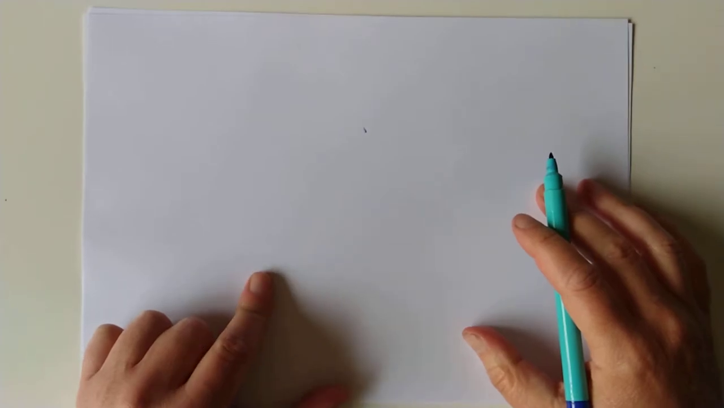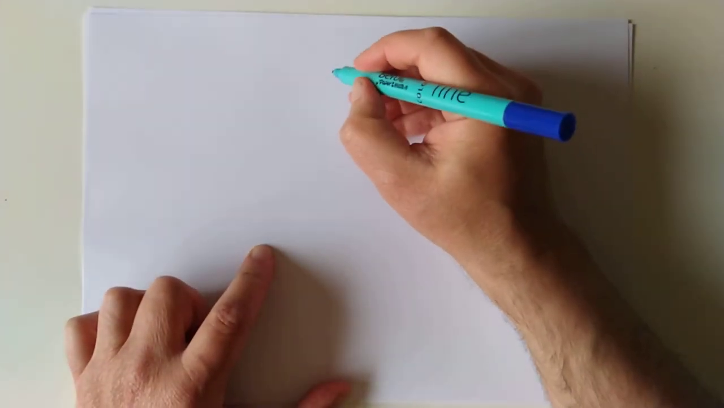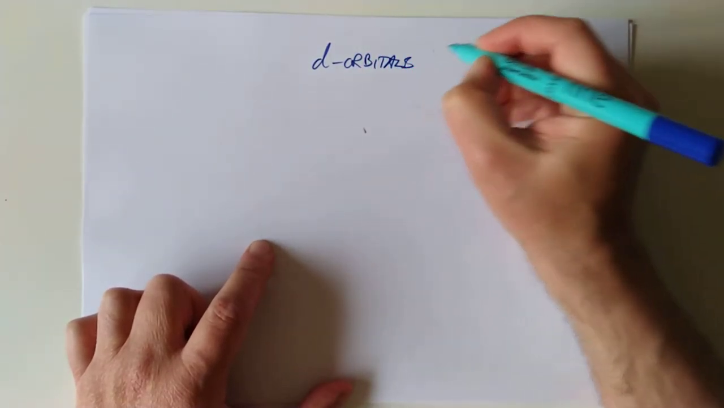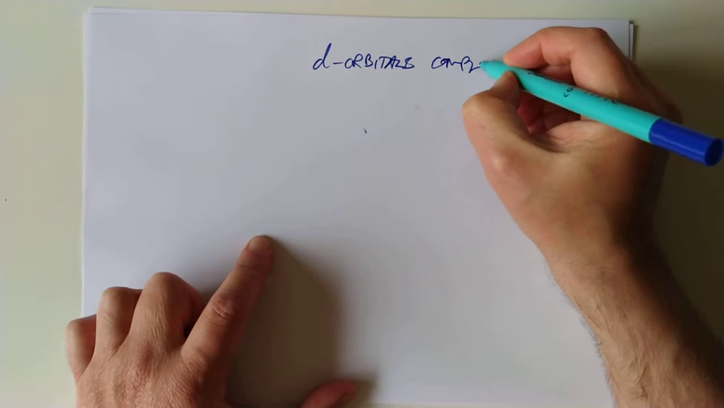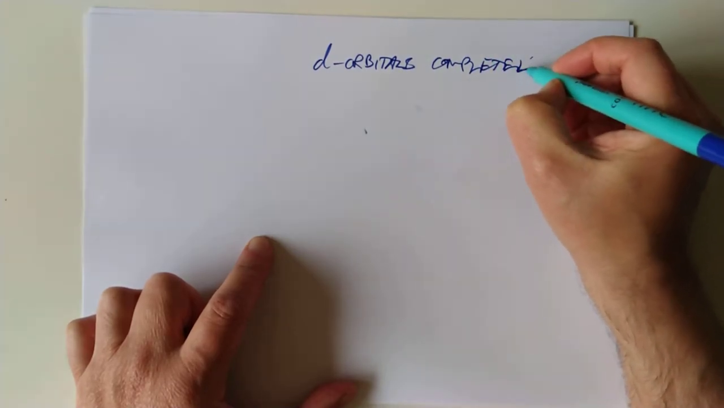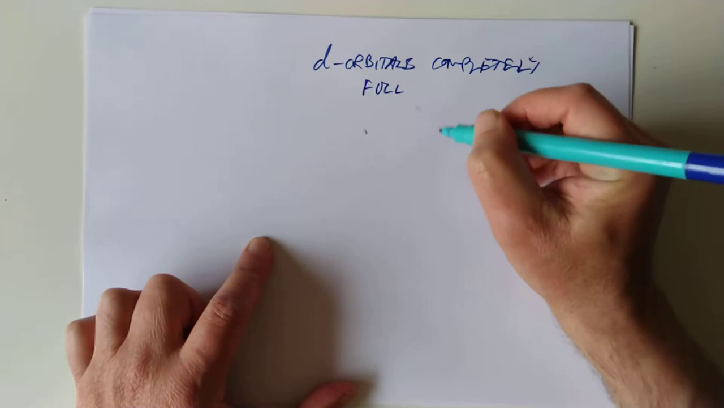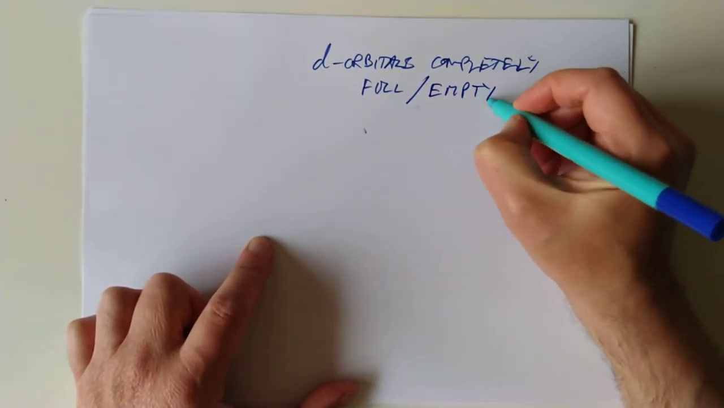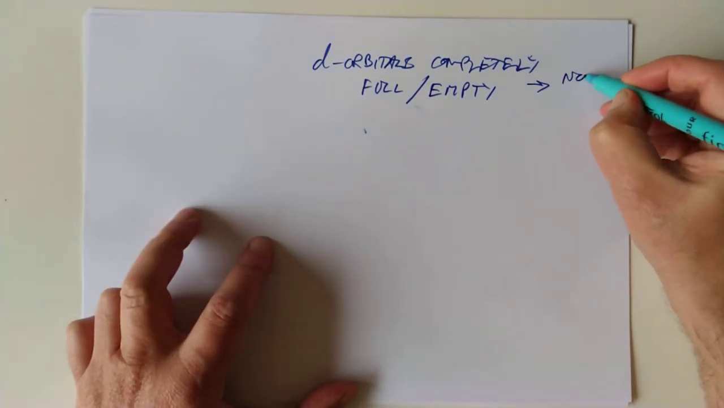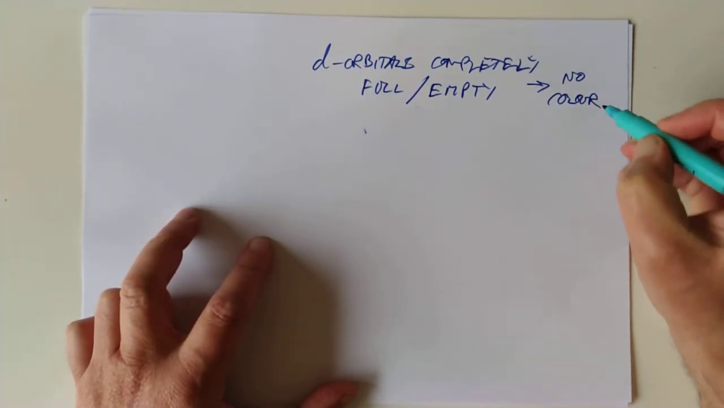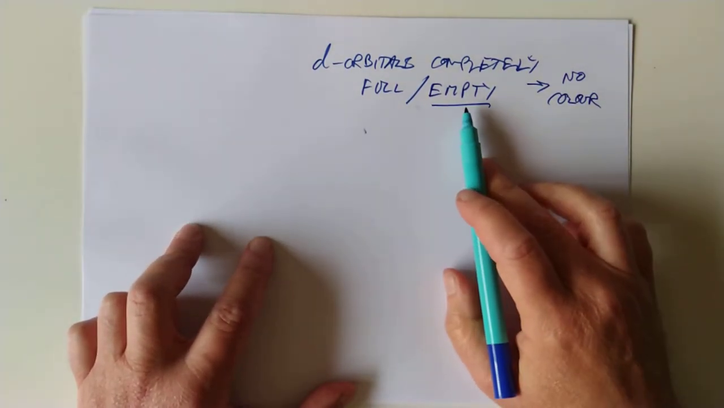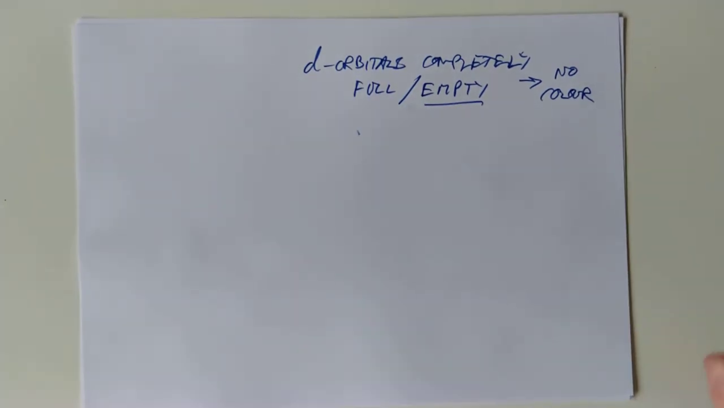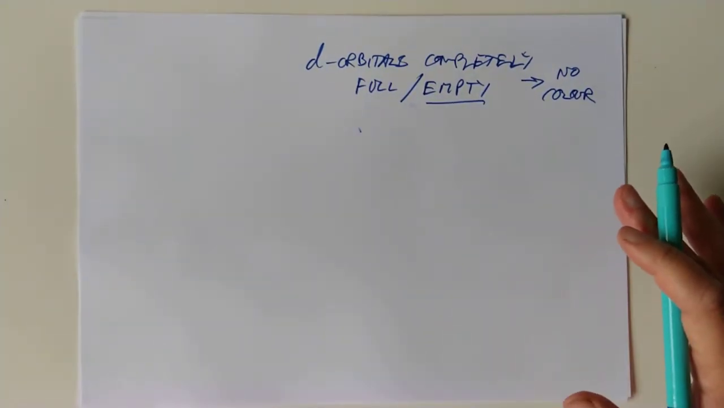If you're back with us after pausing the video, I'm hoping that you can realise that if the d orbitals are completely full up, it would be easier to draw it. So if your d orbitals are completely full or completely empty, those are the two situations where you will end up having no colour, for very different reasons, I suppose. If they're completely empty, there are no electrons to promote. And if your d orbitals are completely full up, then you can hit it with energy all day long. There's nowhere for the electron to go.